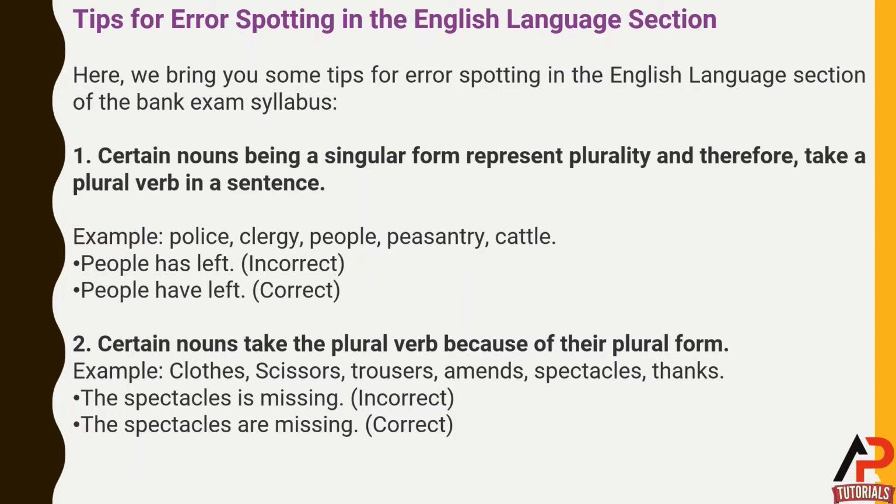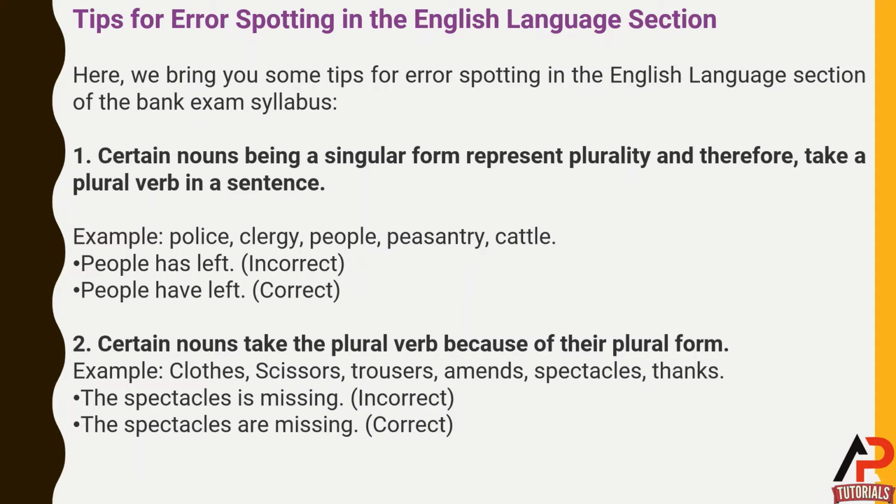So if you have a good command over English and you have practiced enough, you will come to know when you see nouns which are singular in form but represent plurality. So here is an example. People has left. Because people is plural, we don't use has here, we'll use have. So we will replace has with have. So the corrected sentence is, people have left, and it is the right answer.